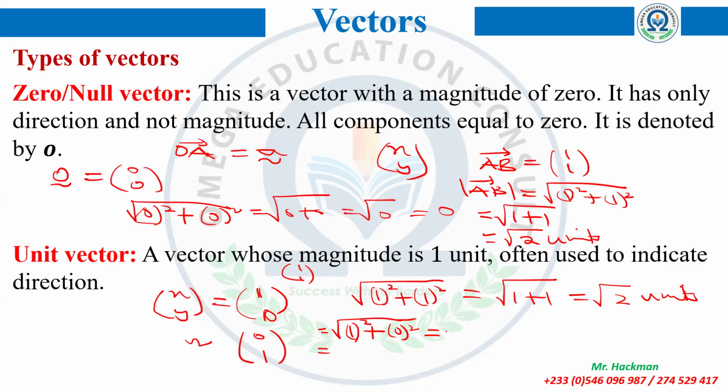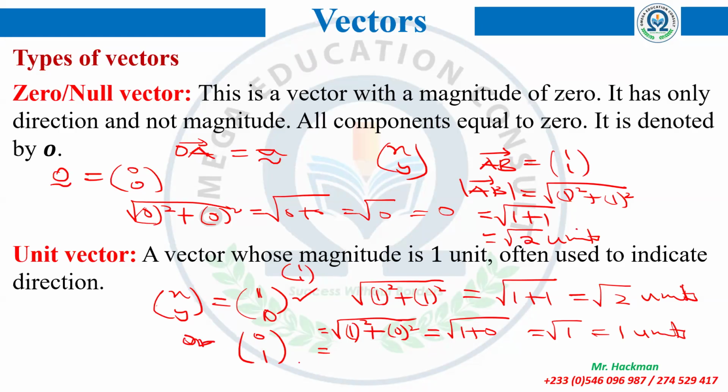It's a rough work. So this will give us root of 1 squared, which is 1, plus 0 squared, which is 0, which will give us root of 1. And root of 1 is the same as 1. So you have 1 unit. So it means indeed it's a unit vector. Do you agree? Please, are you with me? Okay, so try the second one too and see the situation.